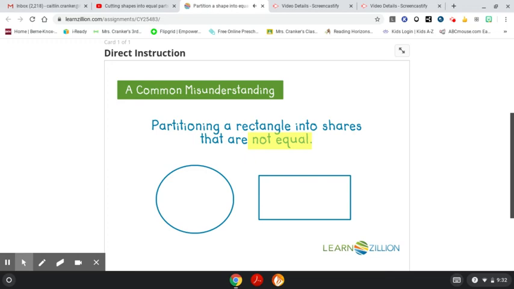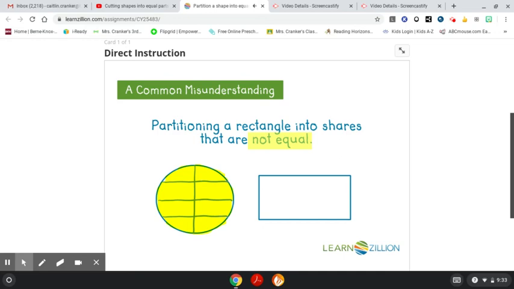For example, we can see that this circle is partitioned into 8 shares, but some shares are really small and some are really large. They do not take up the same amount of area. The 2 shares on the bottom and the 2 shares on the top are smaller and take up less space than the 4 shares that are in the middle. So these are not eighths of this whole.